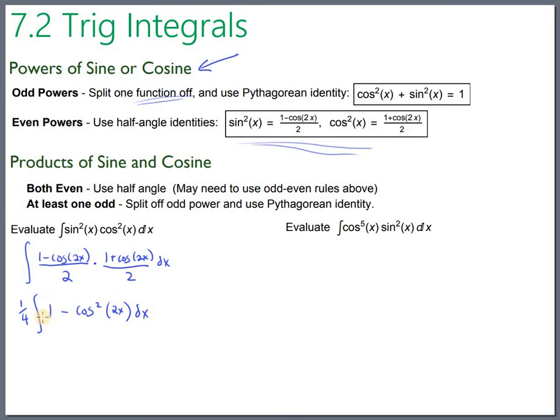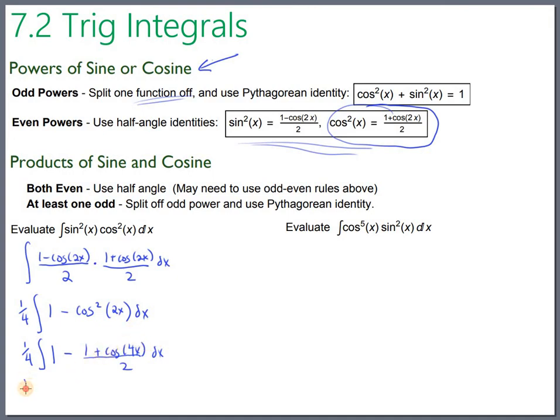The 1 will be easy to integrate. The cosine squared, we're going to use the half angle identity again. So I'm not going to do any integration. I'm just going to rewrite this one more time. 1 minus, and then cosine squared, you get the plus and double the angle. So this becomes 1 plus cosine 4x, and that's all over 2 dx.